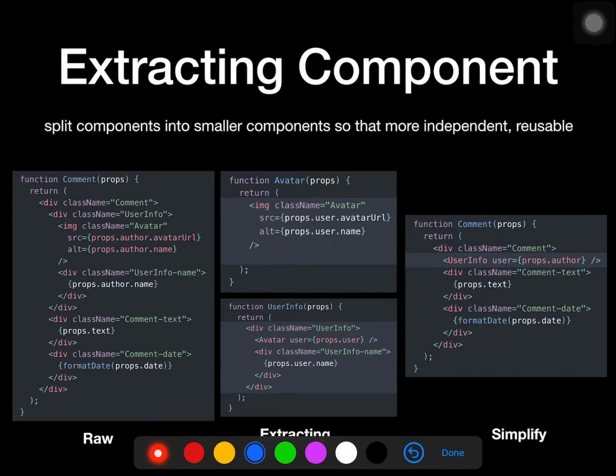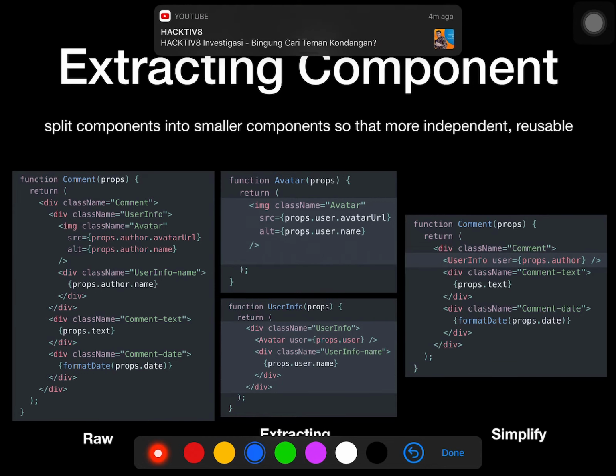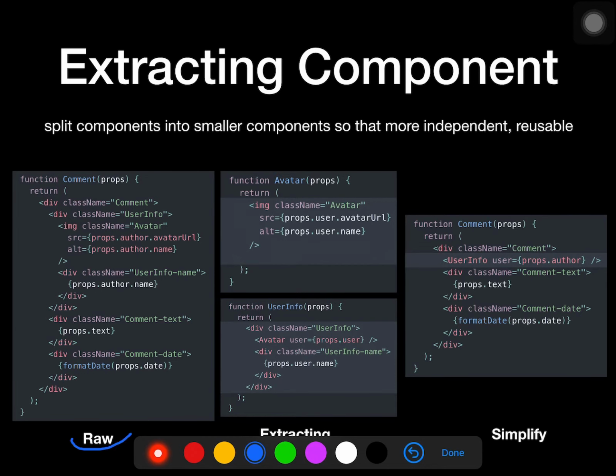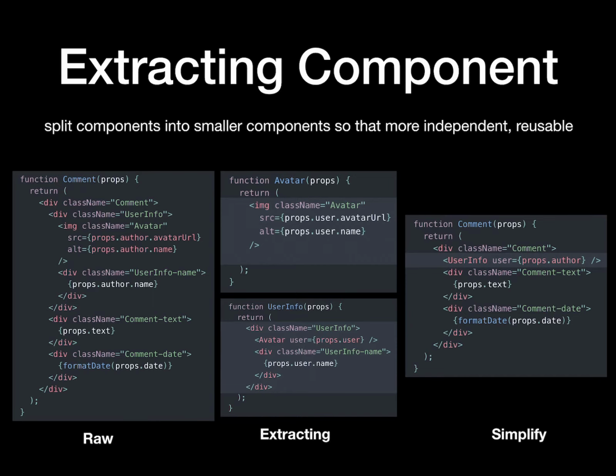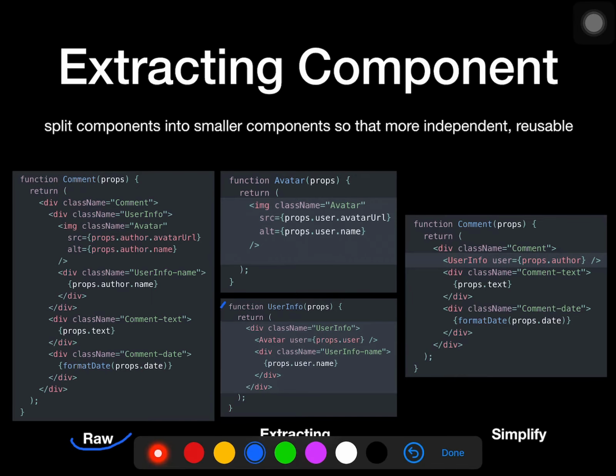Extracting components is splitting components into smaller components so that they are more independent and reusable. First here we have the original component, and then we try extracting it into two components. We have user info here, and we have avatar here. So avatar from here. And finally, we simplify the common component to become like this. User info.